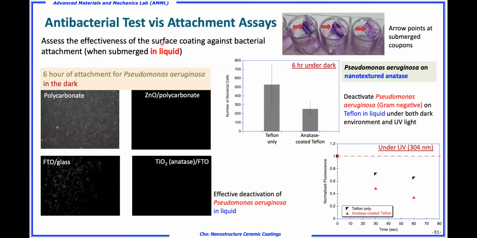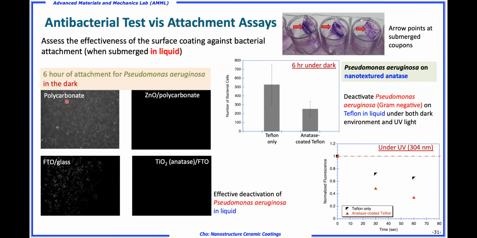And also the antibacterial test was done through the attachment assay. This may be the more relevant experiment for this kind of ceramic surface, because we expect the ceramic surface would be immersed in liquid. So this is the liquid test, as shown in this example. We put the sample submerged in the liquid for 6 hours in the dark environment for a specific bacteria, in this case Pseudomonas, and we can count the bacterial proliferation on the surface.